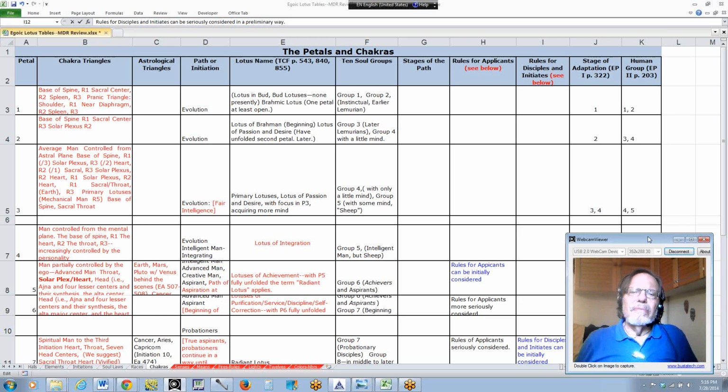From another perspective, we could say that the functions of the chakras mutate over time. Planets are chakras in a larger system, and their function mutates over time.